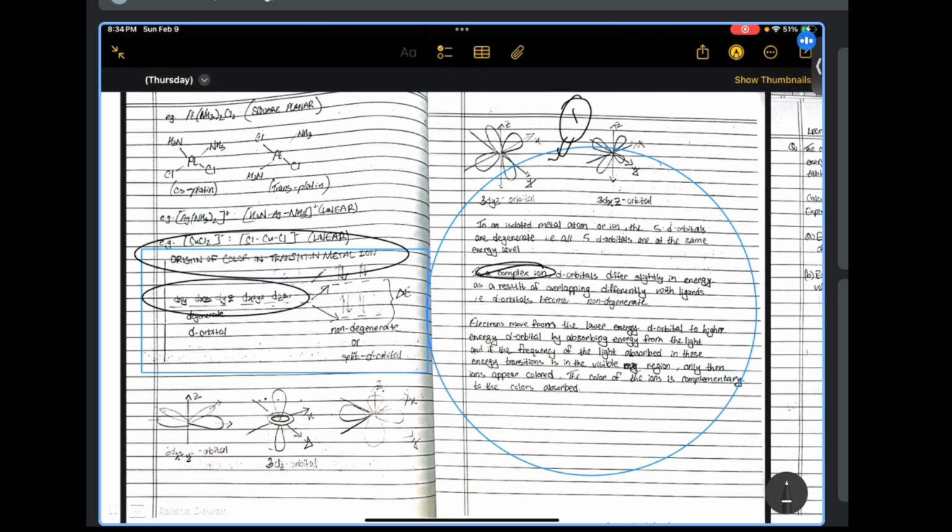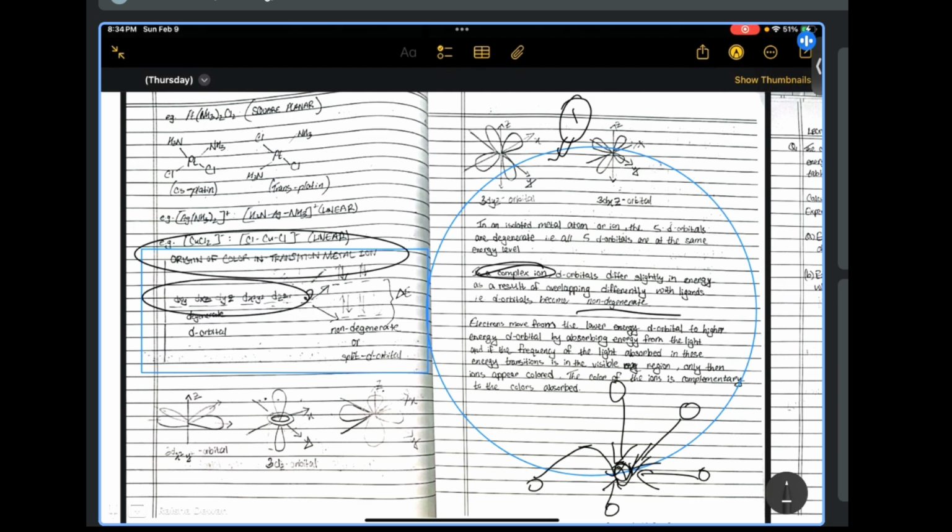Let's say for the metal ion, the metal atom forms a dative covalent bond with the ligands, right? So now in a complex ion, the d orbitals of this metal atom will have different energy levels. Why? Because they will overlap in a different way to what they previously overlapped with the ligands. So the d orbitals become non-degenerate. So how do they become non-degenerate?